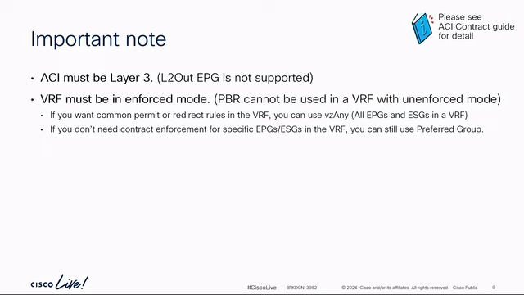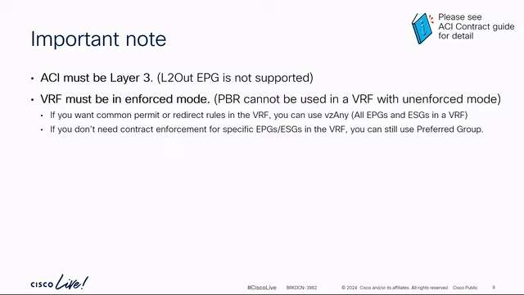If you have been using firewall as a gateway, you must migrate the gateway from something to ACI fabric to use PBR. The second important factor is VRF must be in enforced mode. As I mentioned, this is contract. Without having enforced mode, we cannot enforce policy.